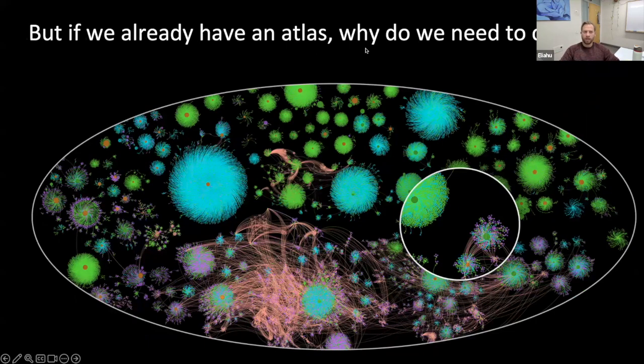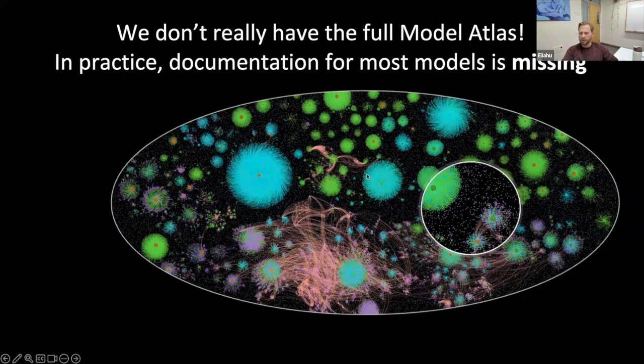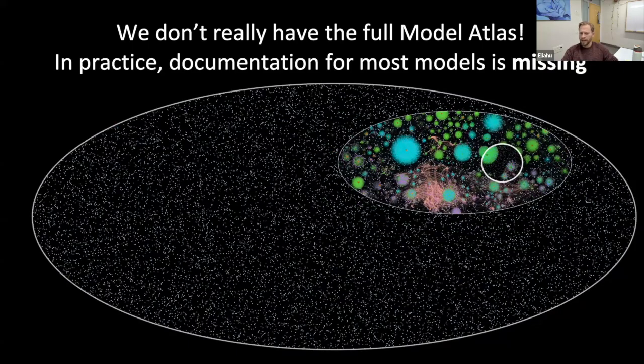But then comes the question: if we already have this atlas, and I just showed you two examples of atlases, why did I claim in the beginning that we need to chart it? Why do we actually need it? The answer is that we don't really have the model atlas. In practice, the documentation for most of the models is missing, and what we have is this partial and fragmented viewpoint of the models. So where we're actually at is more something like this, where the space is very dense with many, many models which nobody really knows about.